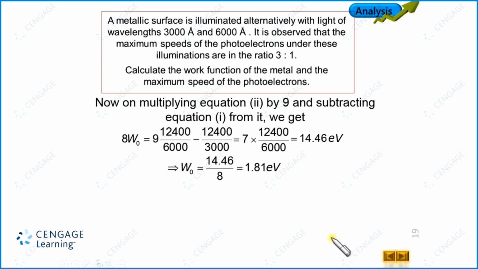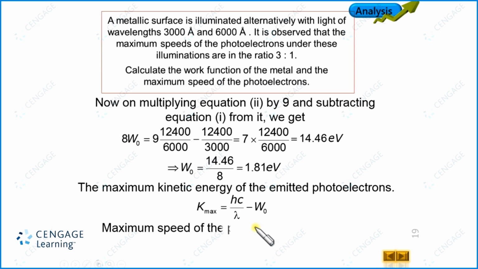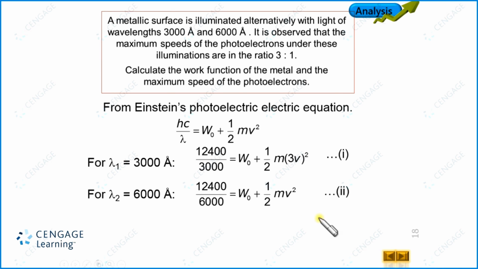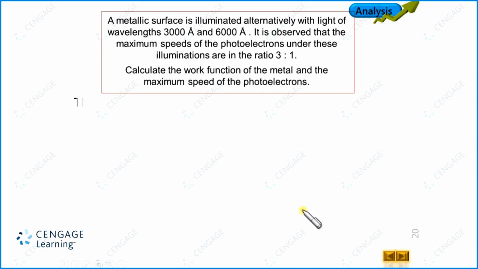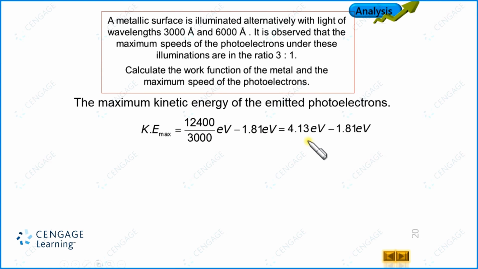So let us calculate. Right, in this equation we have the maximum speed of the photoelectron for lambda 1 equal to 3000. Let us substitute this value in equation number 1. So the maximum kinetic energy will be this one, 12400 divided by 3000 electron volt minus this work function. We have calculated 1.81 electron volt. So this value will be in electron volt. This is equal to 2.3 electron volt.